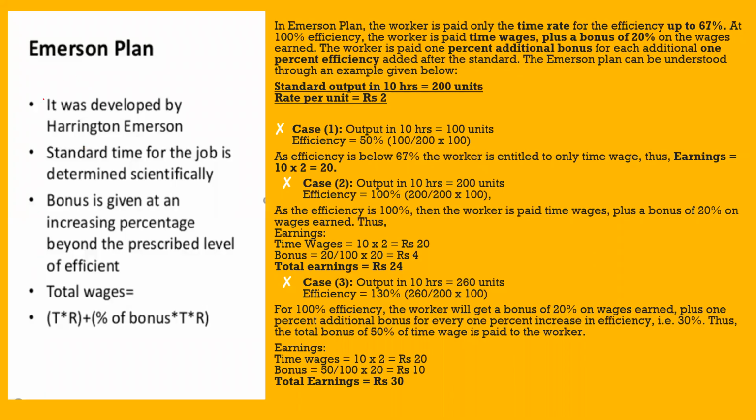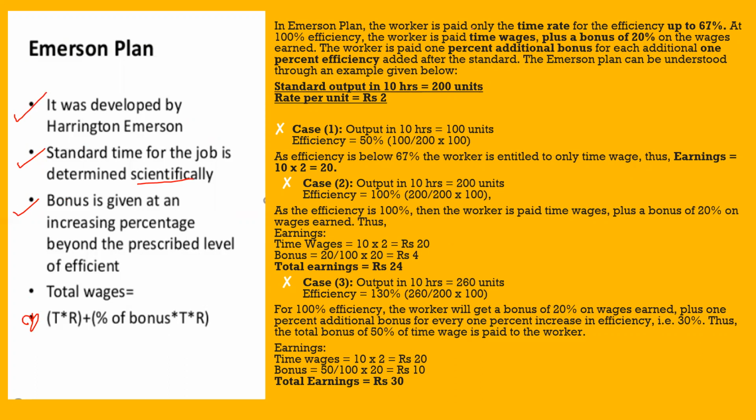Okay, the Emerson plan was developed by Harrington Emerson. Standard time for the job is determined scientifically. Scientifically here means systematically. Bonus is given at an increasing percentage beyond the prescribed level of efficiency. Total wages here is equal to T into R plus percentage of bonus into time into rate. T means time, R means rate. Okay, so let's see what this is.